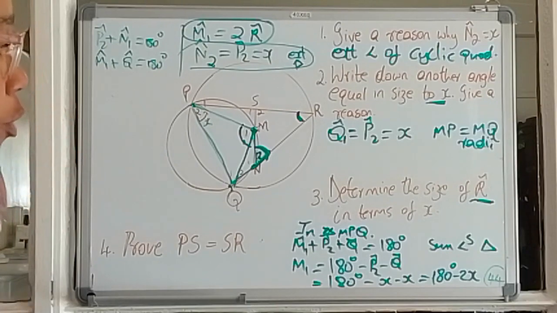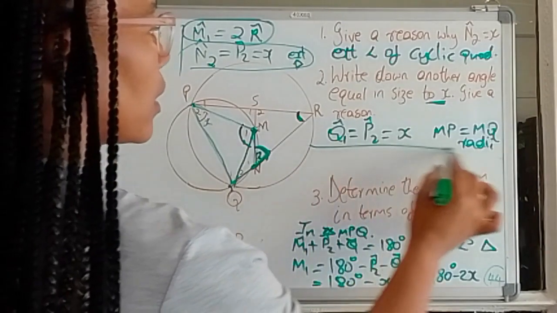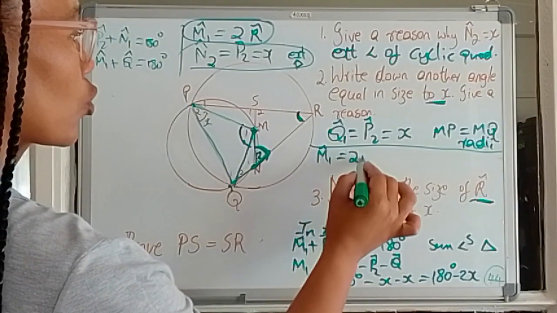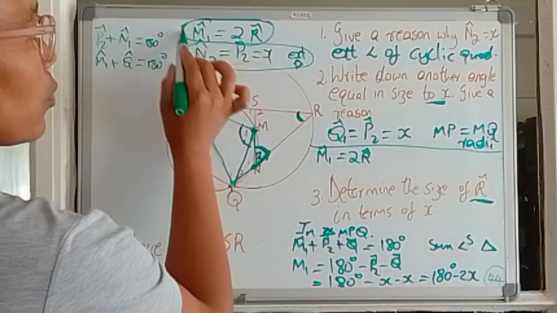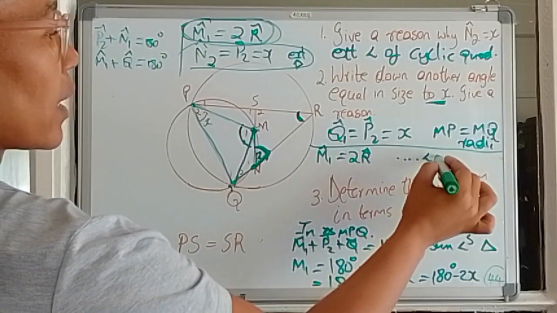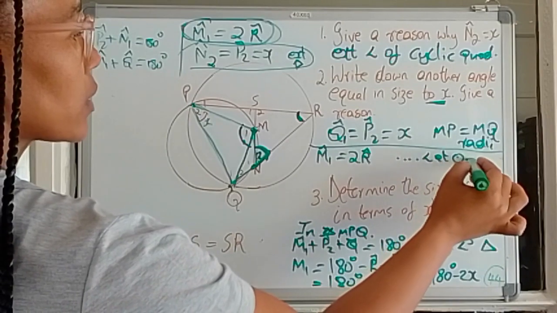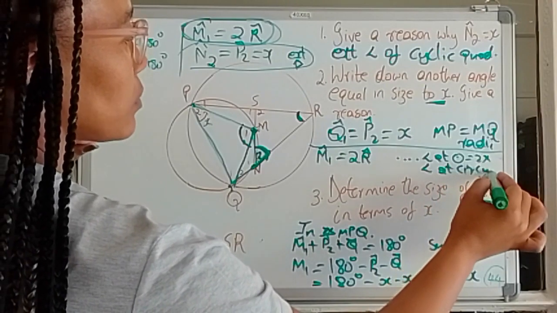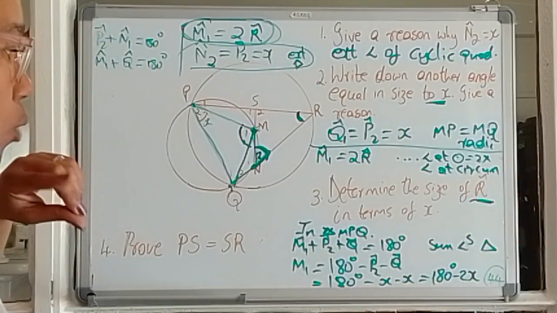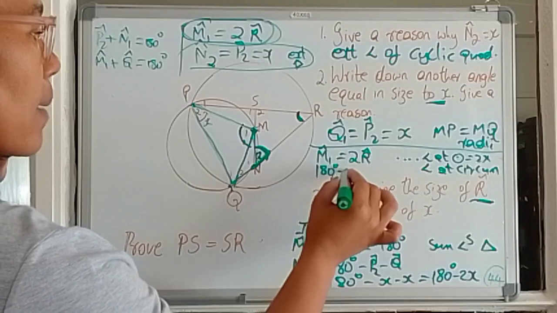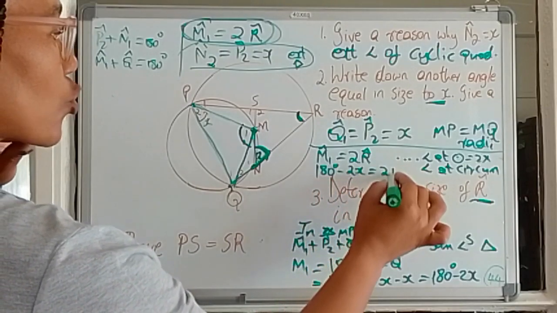But remember, we are looking for R. What do we know? Do we have any relationship between R and M1? Yes. We said M1 is equal to 2 times R. We determined that when we were reading the information given. So the reason here was that angle at center is 2 times angle at circumference. Okay, so M1 we just found is equal to 180 minus 2x. This is 2r.